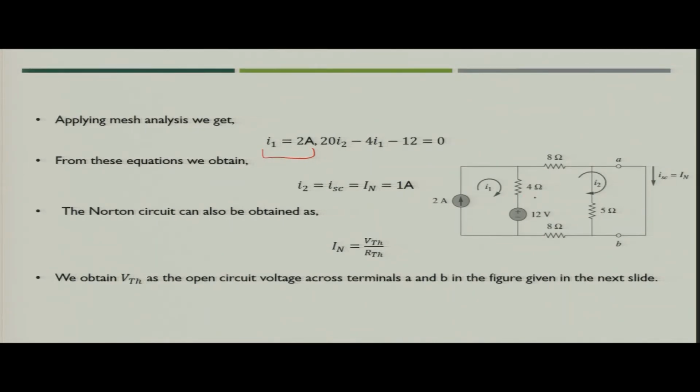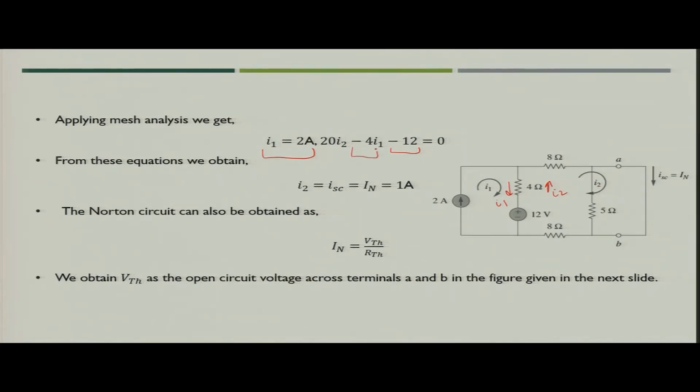Next, you need to find out the value of current I2. So, how will you get I2? You have to simply write the mesh equation for this mesh. What you will get is minus 12, because you are starting from minus to plus. Then the 4 ohm resistor has current I2 in this direction and I1 in this direction, so you will get 4 I2 minus 4 I1.